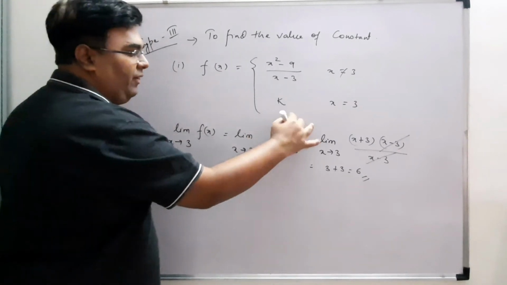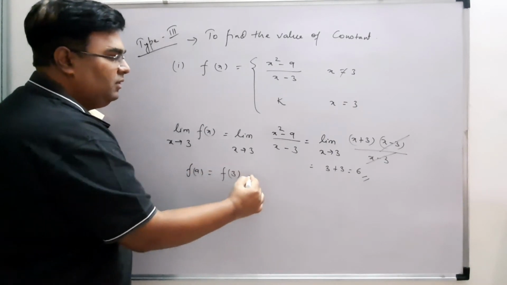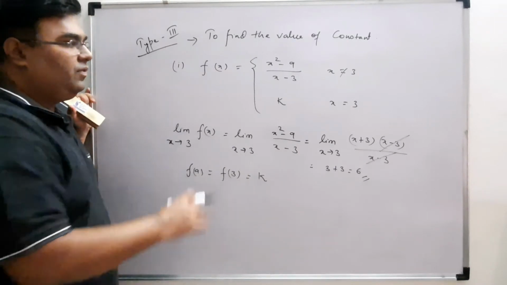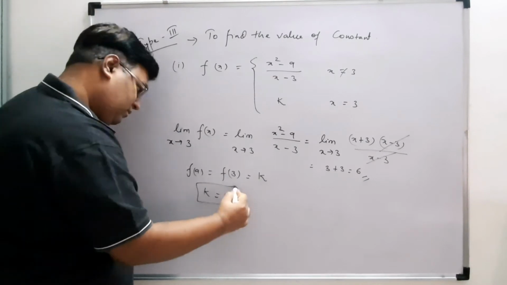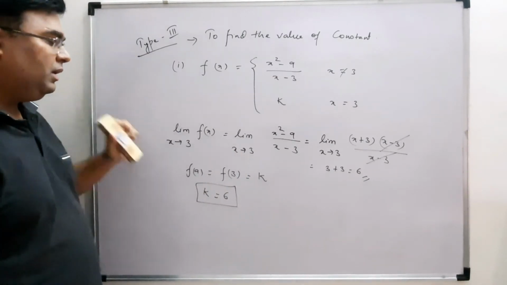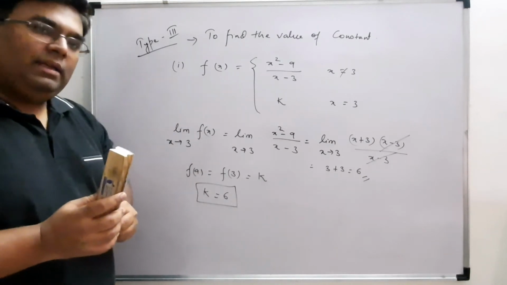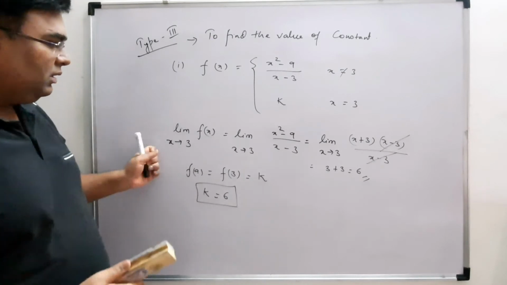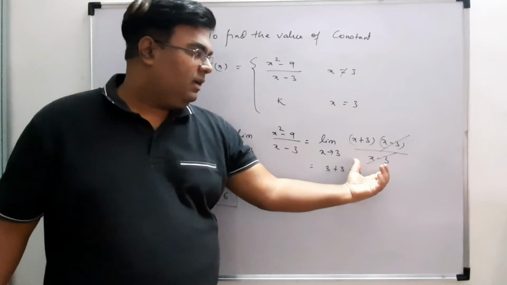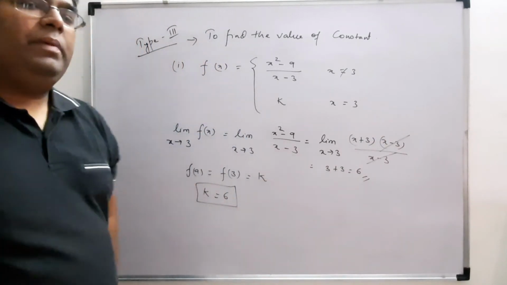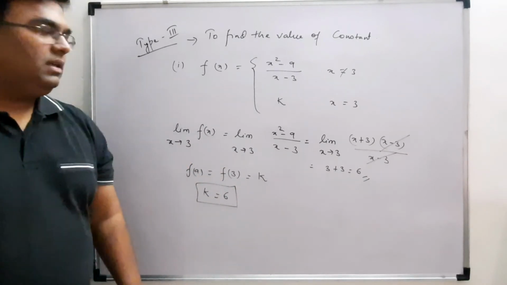Correct? So this is my limit. Now we know that f(a), f(3), is what? k. Now this function is continuous, so k should be equal to 6, because it should be equal to our limit. So we have not calculated the LHL or RHL, we have just directly calculated the limit by putting the value, and before that we removed the factor which will make it discontinuous. So this is the first example.